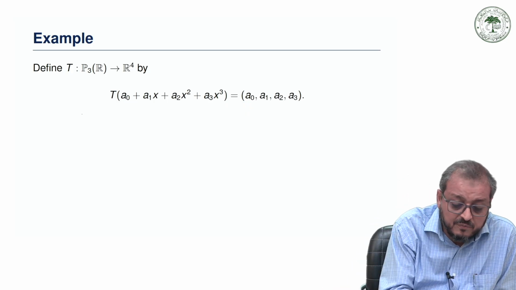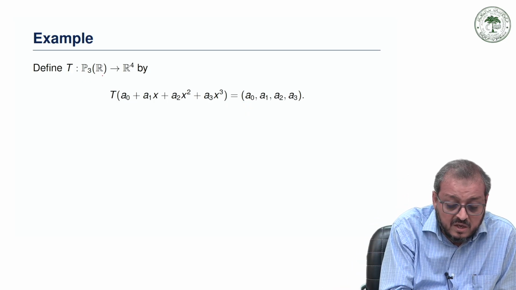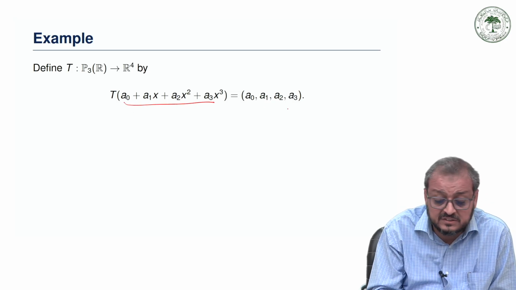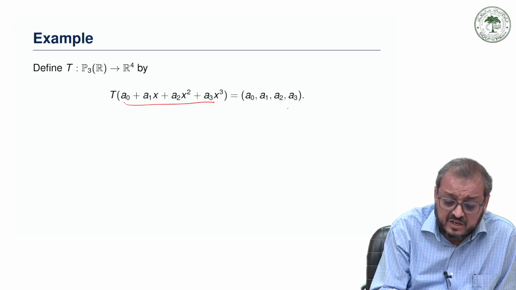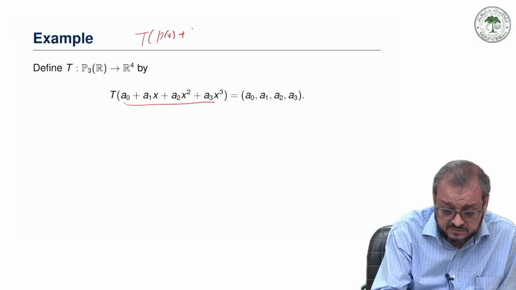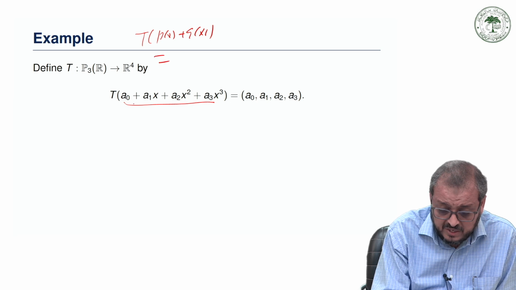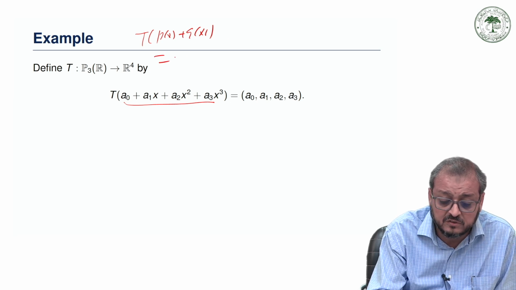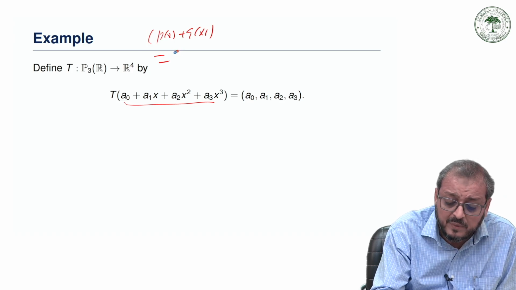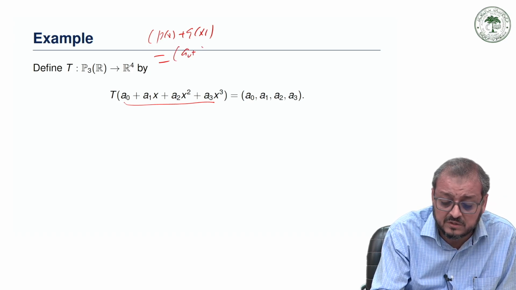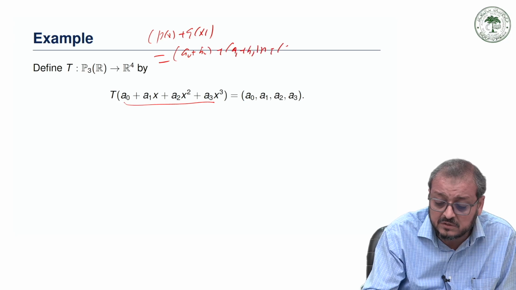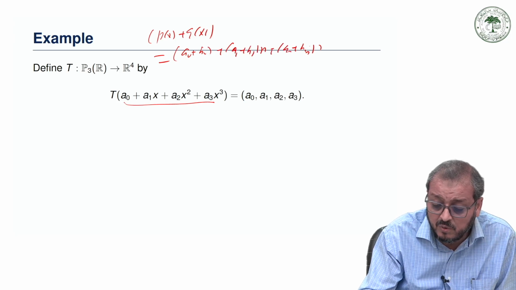In this example we take T from P3 to R4. Now we have polynomials of degree 3, and clearly this is linear. We can take any two polynomials, P(x) and Q(x), of this form. If we take the sum of these two polynomials, it can be written as a0 plus b0, plus a1 plus b1 x, plus a2 plus b2 x square.